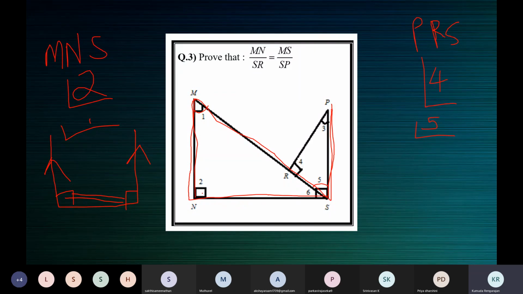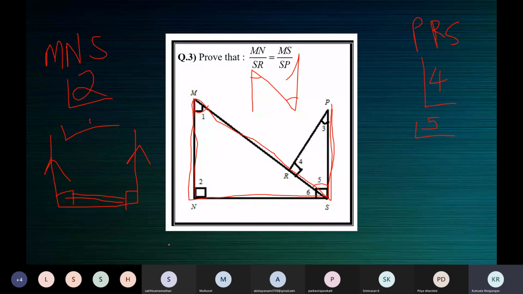Angle 2 of the big triangle is equal to angle 4 of the small triangle, 90 degrees given. Angle 1 of the big triangle is equal to angle 5 of the small triangle because we proved that the lines are parallel, alternate interior angles are equal. So here and here, alternate interior angles are equal. So the two triangles are similar by AA similarity criterion.